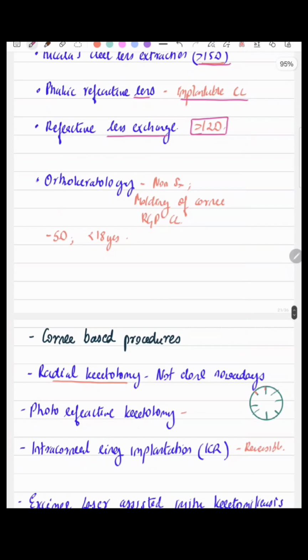Now, orthokeratology is a term. It is a non-surgical reversible method, reversible molding of the cornea with overnight wearing of a unique rigid gas permeable contact lens. Here we can correct up to -5 diopters and it can be used below the age of 18 years. Here we mold the cornea. Overnight molding of the cornea is done by wearing the rigid gas permeable contact lens.